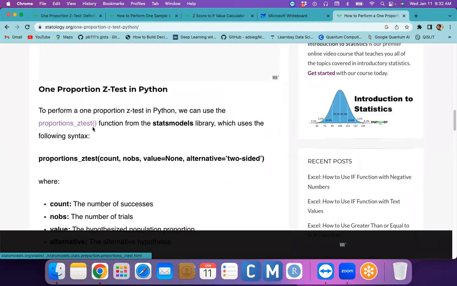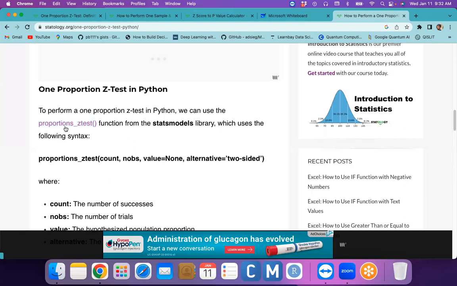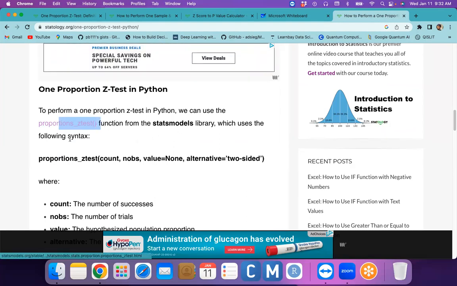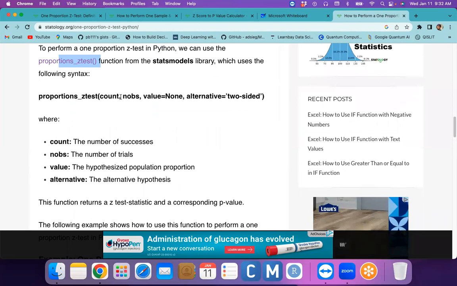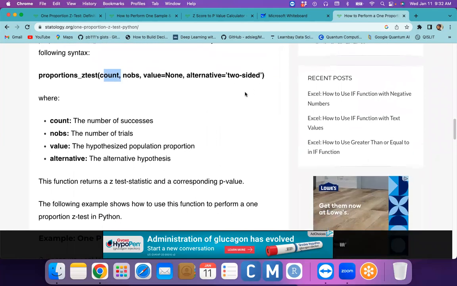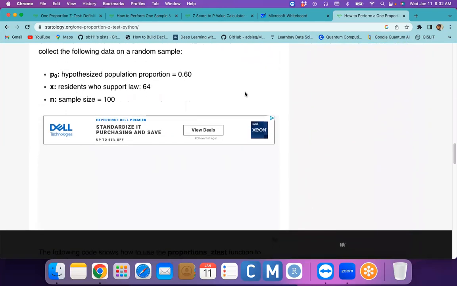So in one proportion, this is the function we are going to use to perform the one proportion z-test in Python. We use the proportions_ztest function from the statsmodels library. From this library you need to import this particular function, and we can send it your count and number of observations and the alternate value, whether you're using two-sided or one-sided, one tail or two tail. Based upon that, we can do it actually.